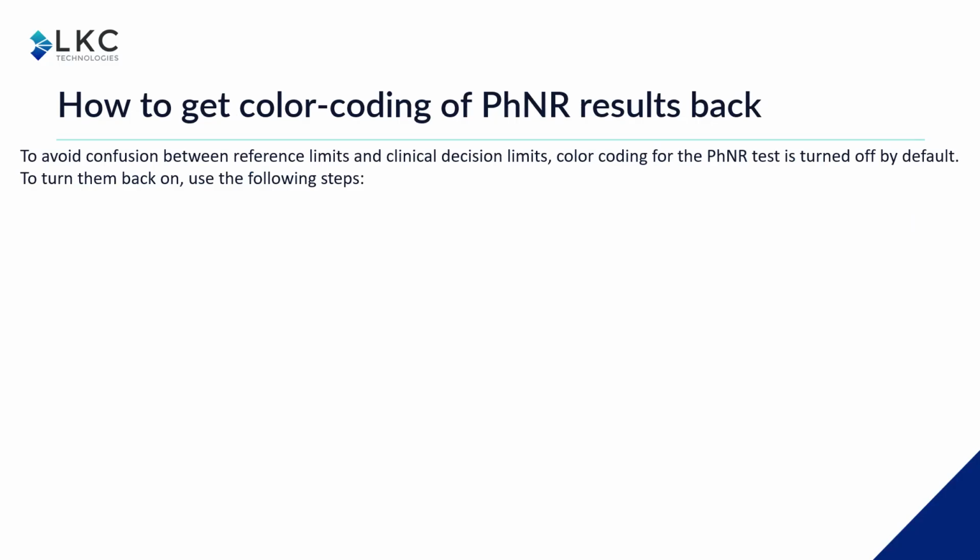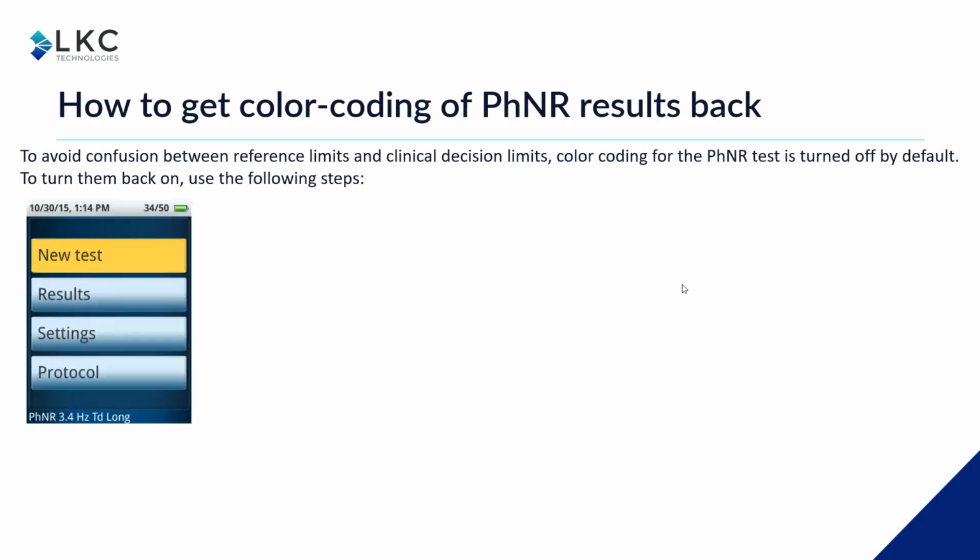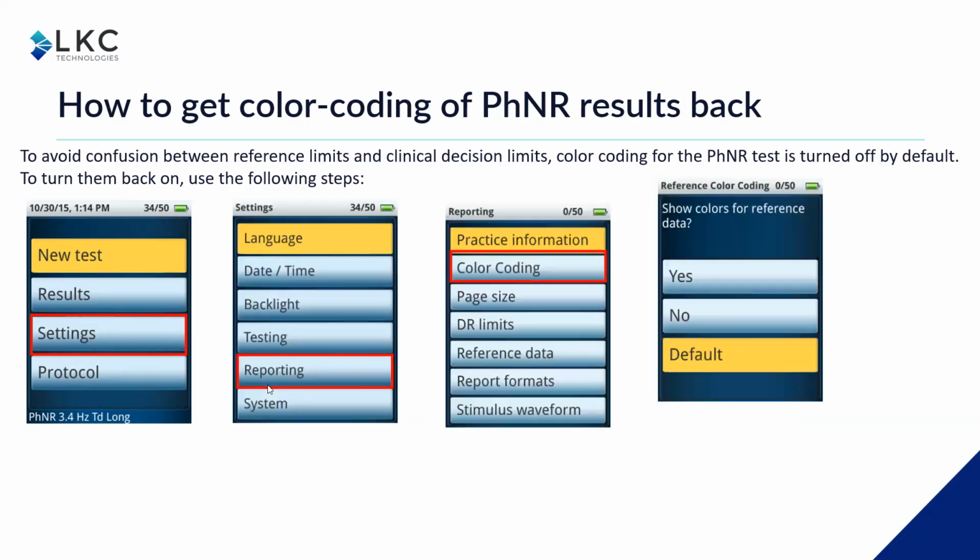We also know that some of you will ask us, can we get the colors back? All devices delivered by default will have the photopic negative response test results without the color coding. And yes, you can change it, but please remember to still keep these clinical decision limits in mind. You go to start screen settings, then reporting, then color coding, and you have three options. Default, as I mentioned: all reports with color excluding photopic negative response. Yes: all reports with colors including photopic negative response. No: no colors on any reports.